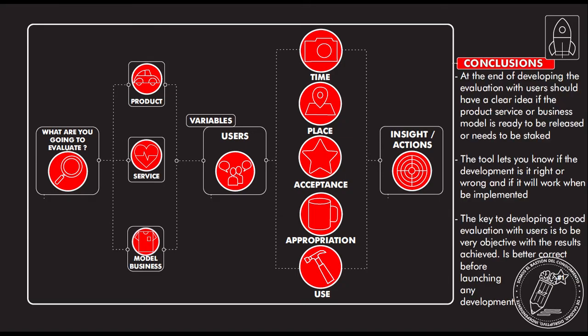As a conclusion, we can say that at the end of the evaluation with users, you should have a clear idea if the product, service, or business model is ready to be released or needs to be staged. The tool lets you know if the development is right or wrong, and if it will work when it is implemented. The key of developing a good evaluation with users is to be very objective with the results achieved. It's better to correct before launching any development. Otherwise, you could spend a lot of money and make a huge mistake.